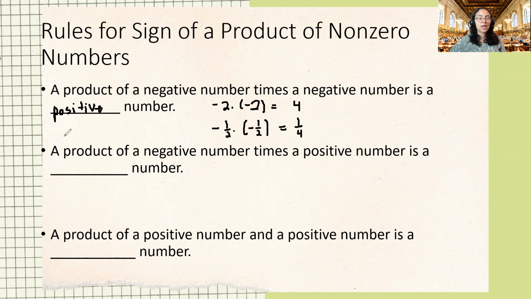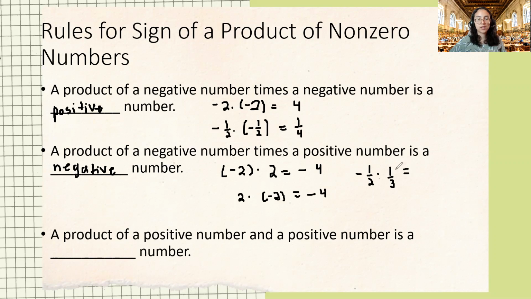For B, we want to know the sign of the product when we multiply a negative number times a positive number. So we have -2 times +2, and the sign of our product will be negative. We multiply a negative number times a positive number in any order. So 2 times -2 is still negative, and 2 times 2 gives us 4. If we multiply -1/2 times +1/3, our answer would be negative, and it would be 1/6.